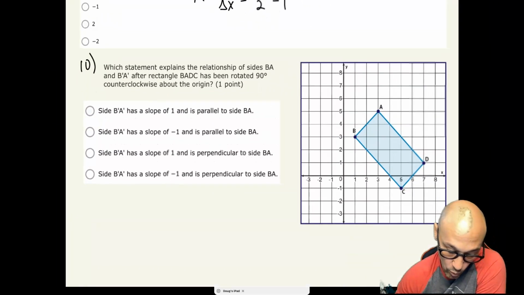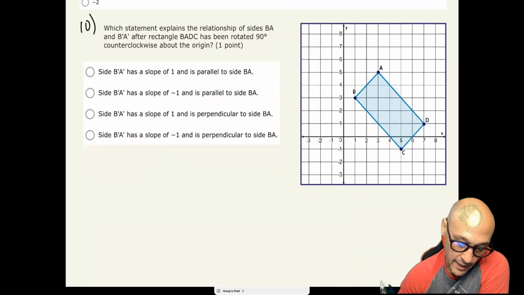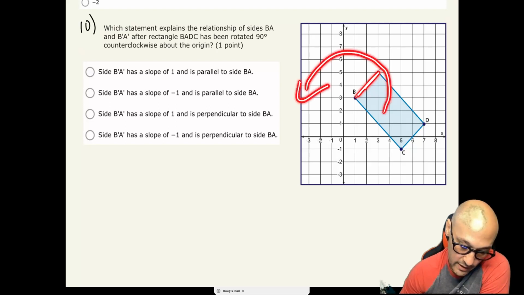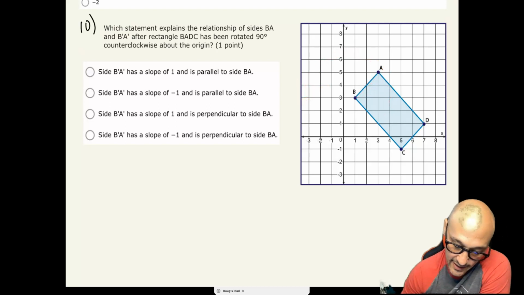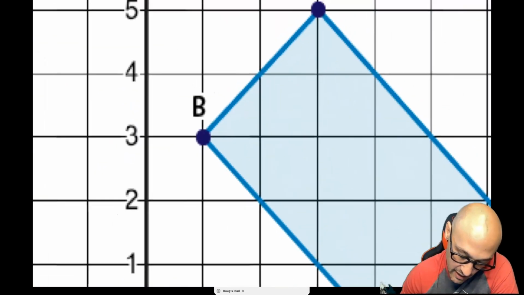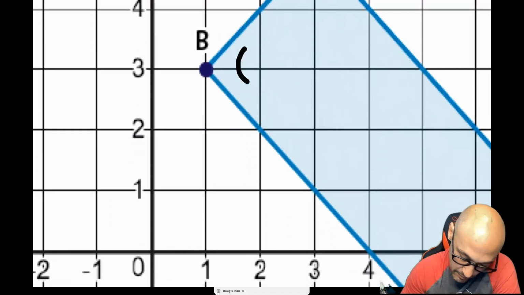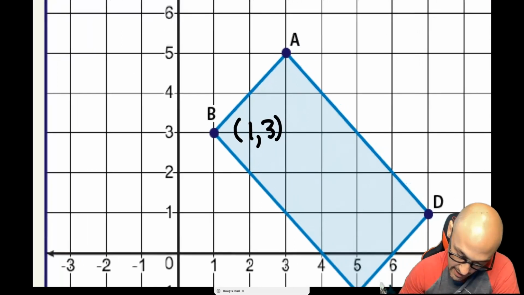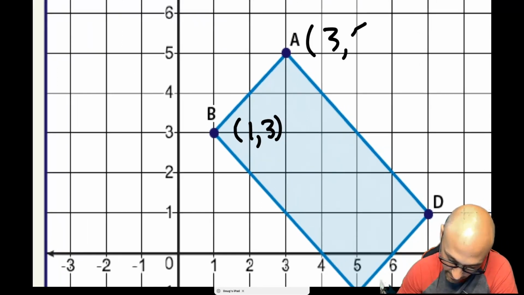Number 10, which statement explains the relationship of sides BA and B'A' after the rectangle has been rotated 90 degrees counterclockwise? So I think the easiest thing to do is to look at our 2 points, B and A. B is the point 1, 3. A is the point 3, 5.